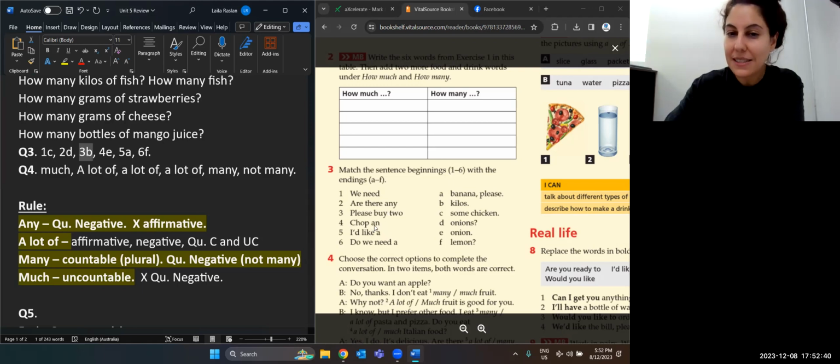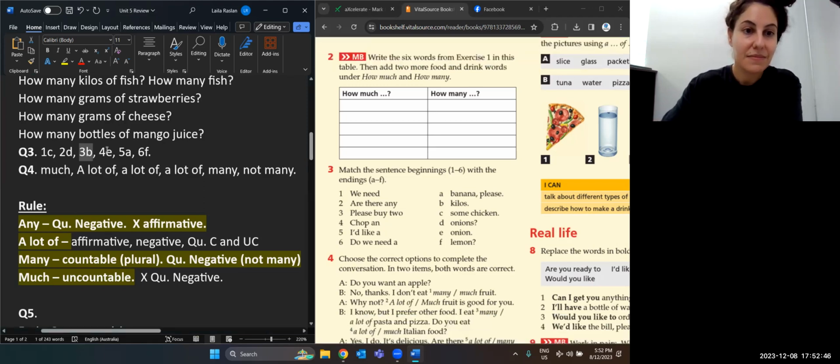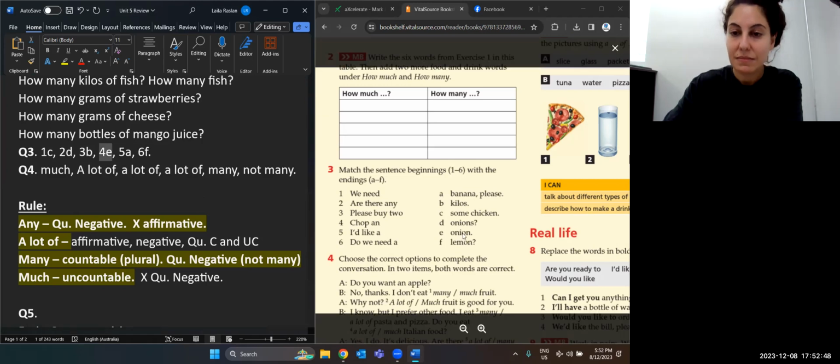Chop an, now, an means one. And the word must come after, it must be with a vowel, A-E-I-O-U. Chop an onion. Yep. So singular, chop one, because an just means like one. But because the word onion starts with a vowel, A-E-I-O-U, chop an onion.